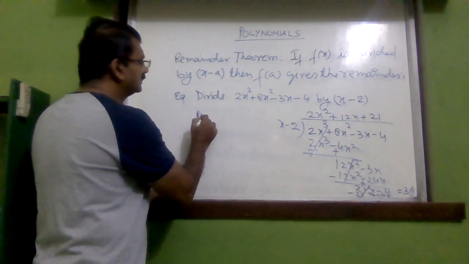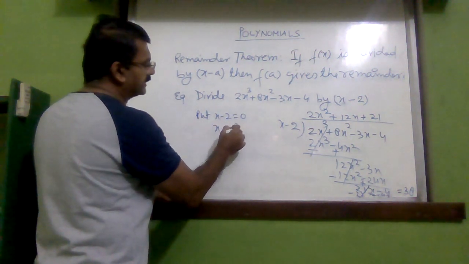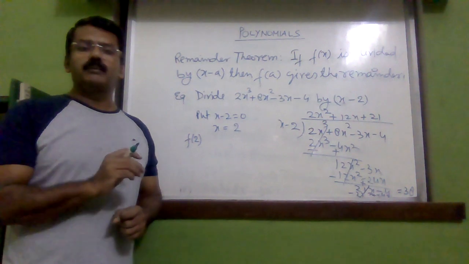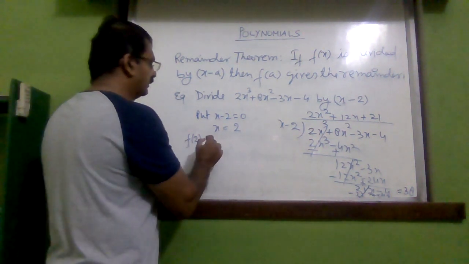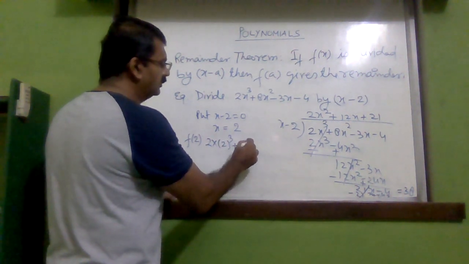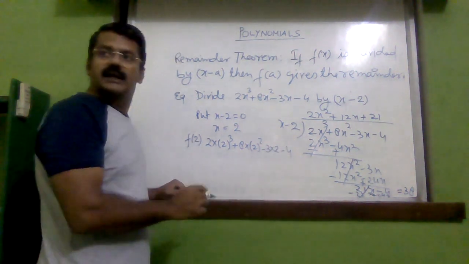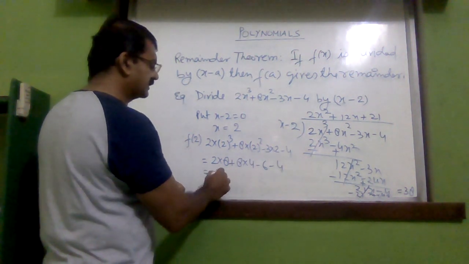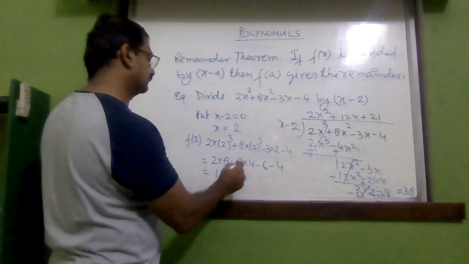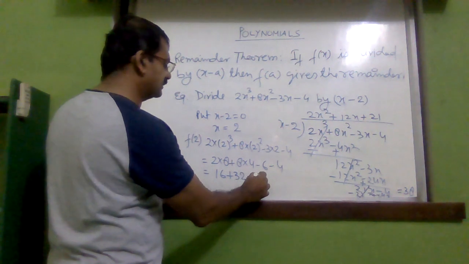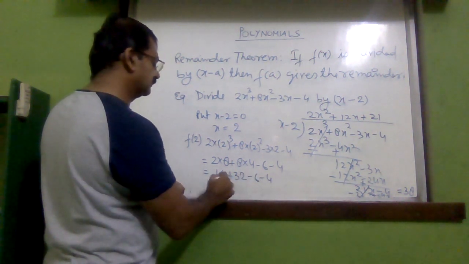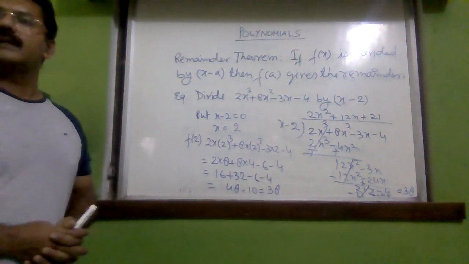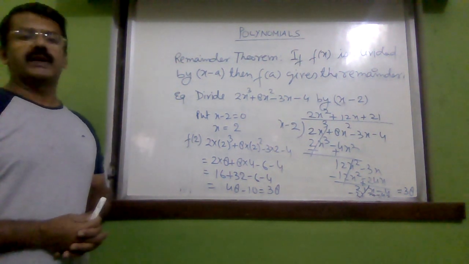For that, you put x minus 2 equal to 0. That gives you x equal to 2. And now, we have to find f(2). Means, in the given expression, you have to put 2 in place of x. So it will be 2 into 2 cube plus 8 into 2 square minus 3 into 2 minus 4. That is 2 into 8 plus 8 into 4 minus 6 minus 4. That is 16 plus 32, I'm sorry, 16 plus 32 minus 6 minus 4, and that is equal to 38.